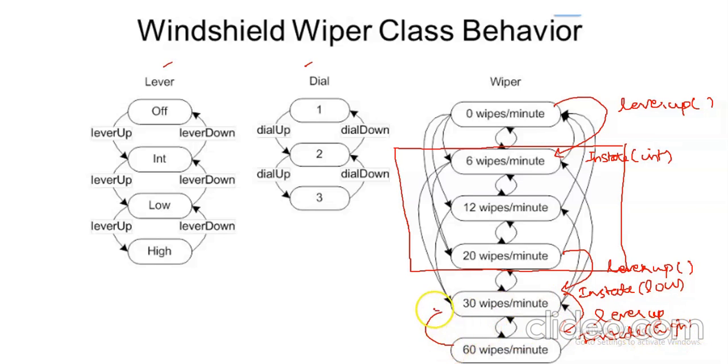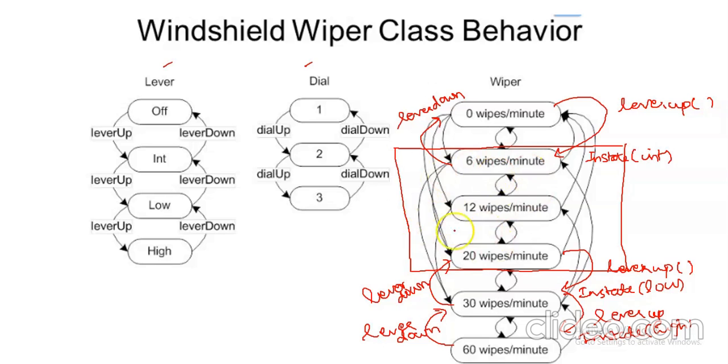Similarly, in order to go from 60 wipes per minute to 30 wipes per minute, I have to call lever down. The state will be low, and then again lever down. My state will be intermittent. Again lever down, intermittent to off.